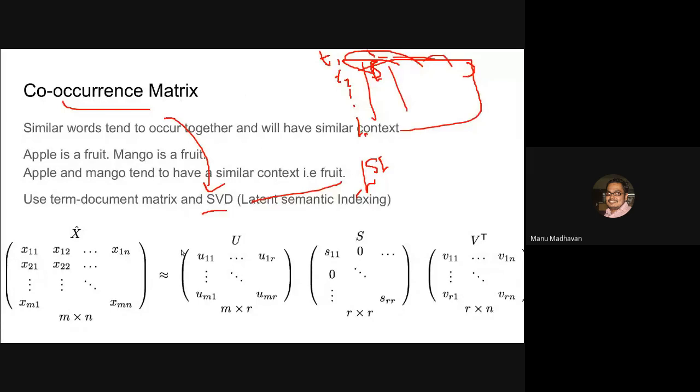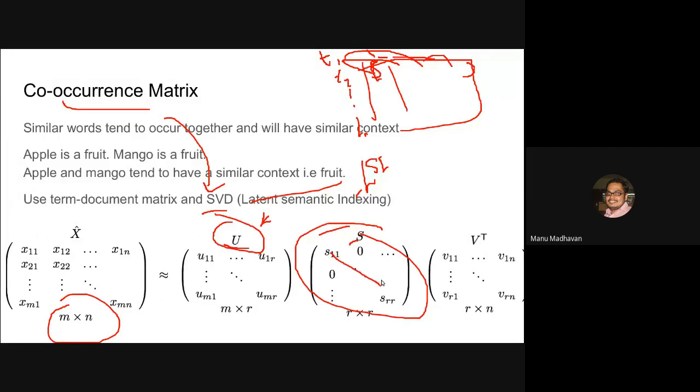So SVD is basically, we have a large matrix, this co-occurrence matrix. We are taking some M words and N words and their co-occurrence. We are getting this co-occurrence matrix, which can be approximated as a product of three matrices, U, S, and V transpose. U is an upper triangular matrix and V is the lower triangular matrix, and these are created by eigenvalues, and S is a diagonal matrix that contains singular values.